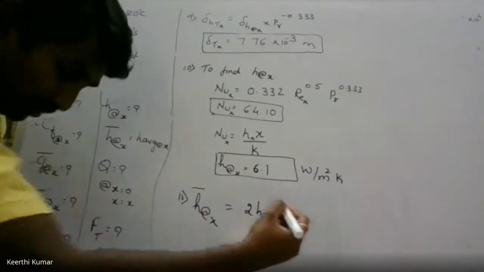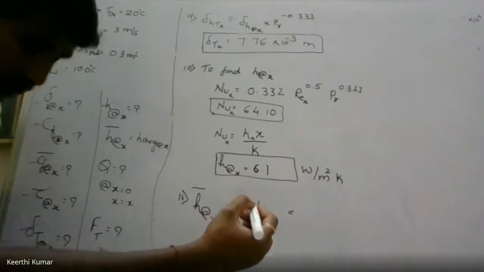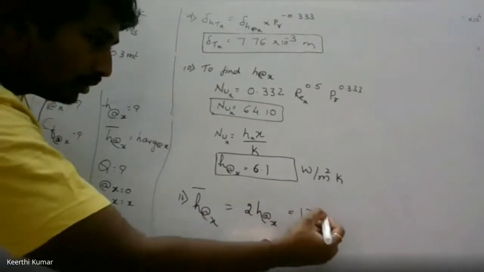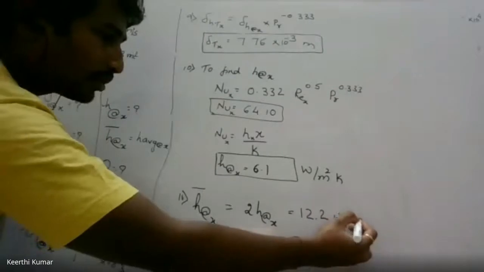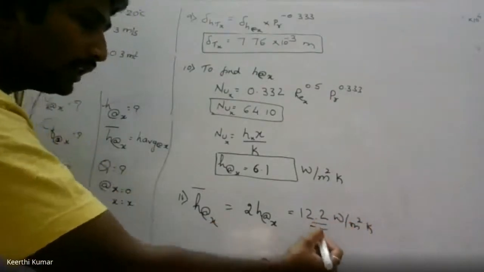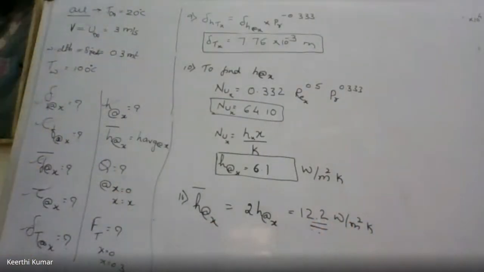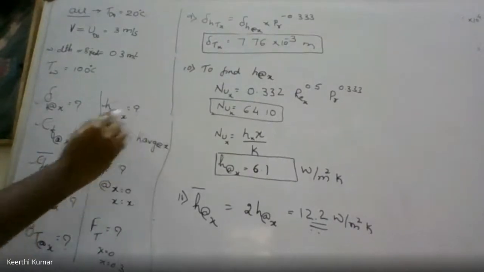So this value will be equal to 12.2 watts per meter square Kelvin. Understood? So average is also finished. Average is finished.